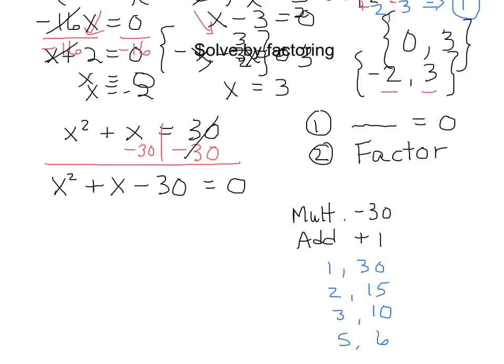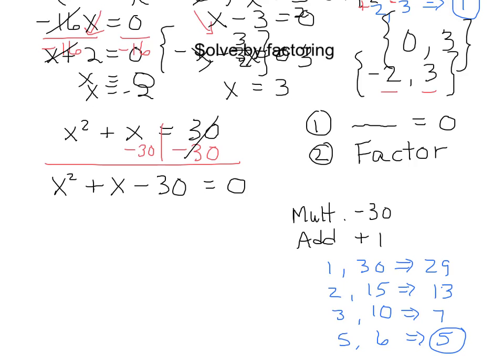Okay, we're multiplying to a negative, which means we're subtracting. So 30 take away 1 is 29, 15 take away 2 is 13, 10 take away 3 is 7, and 6 take away 5 is 1. There it is at the bottom of the list.